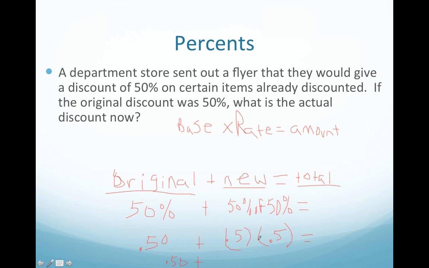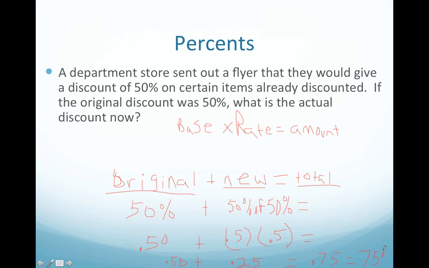Okay, so I got 0.5, and then 0.5 times 0.5 is going to give me 0.25. Okay, and then I'm going to add those two together, and that's going to give me 0.75. Now technically I can leave the answer like that because the problem didn't tell me that I had to write my answer in percentage form. When they don't say, you could leave it in decimal form if you choose to, but I'm going to convert it back by moving it 2 places to the right.